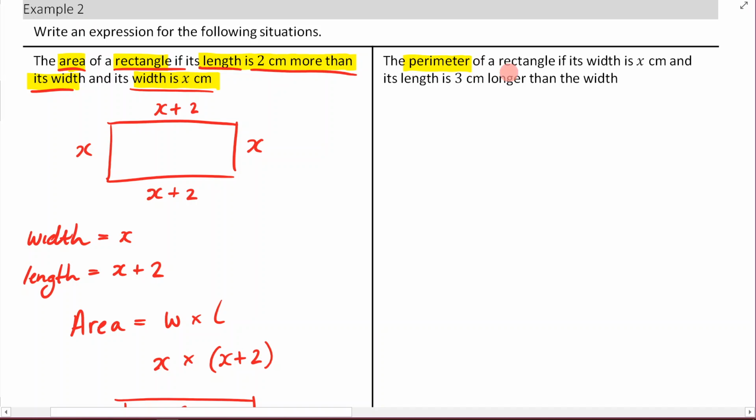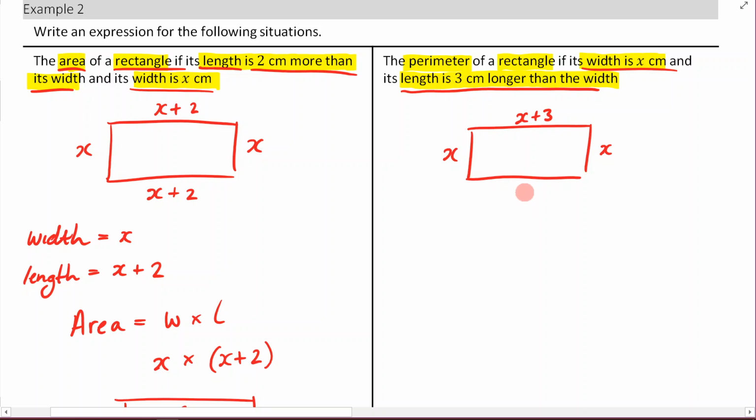The perimeter of a rectangle, if its width is X centimeters and its length is 3 centimeters more than its width. Okay, so in this situation, let's again begin by just drawing it out. We're told that we have a rectangle. We're told that the width is x centimeters. We're told that the length is 3 centimeters longer than the width. So that means this is going to be x plus 3, and this is going to be x plus 3.